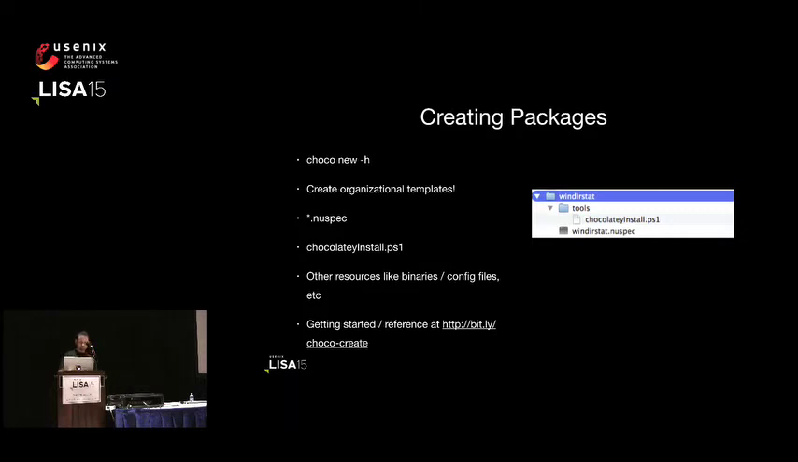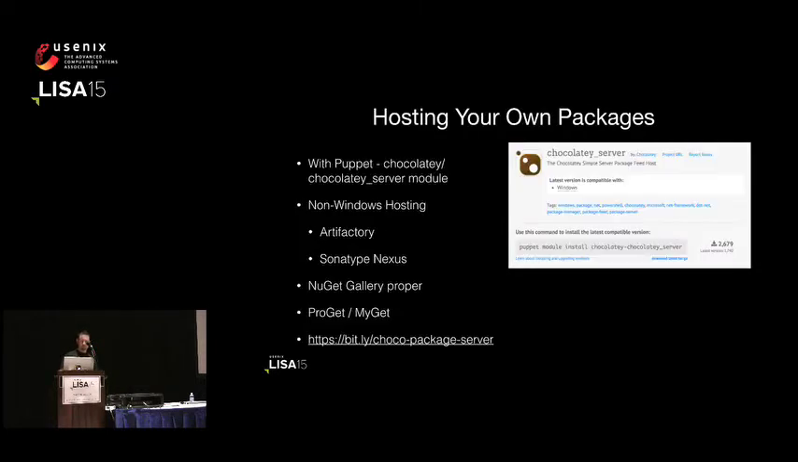There's a nice getting started reference. Hosting your own packages: if you're using Puppet, you can use the Chocolatey server module. What that will do is go on a Windows machine. You'll have a simple repository, which is like the NuGet.Server, but this is Chocolatey server. If you want to host packages on non-Windows, you have some options.